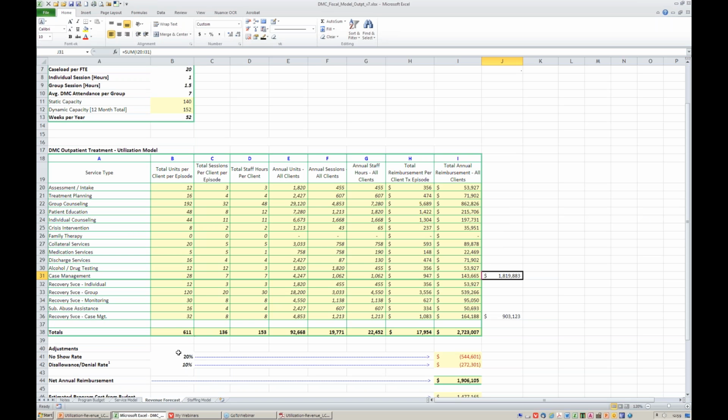Is the no-show rate? I have 20% here. This makes a big impact. So at 20%, you're losing a bit more than 500,000. If that went up to 30%, you're losing 800,000. If it went down to 10, not bad. But I'll put it back up to 20. Disallowance and denials.